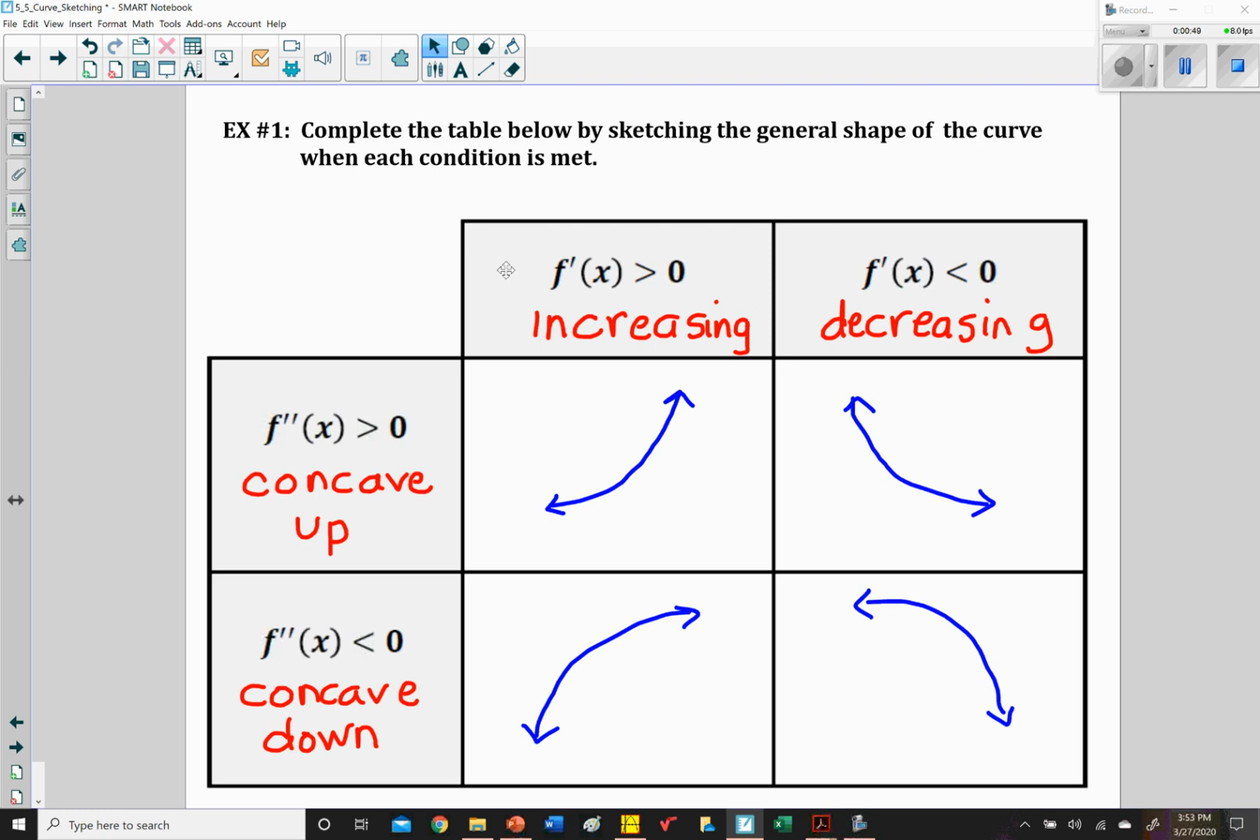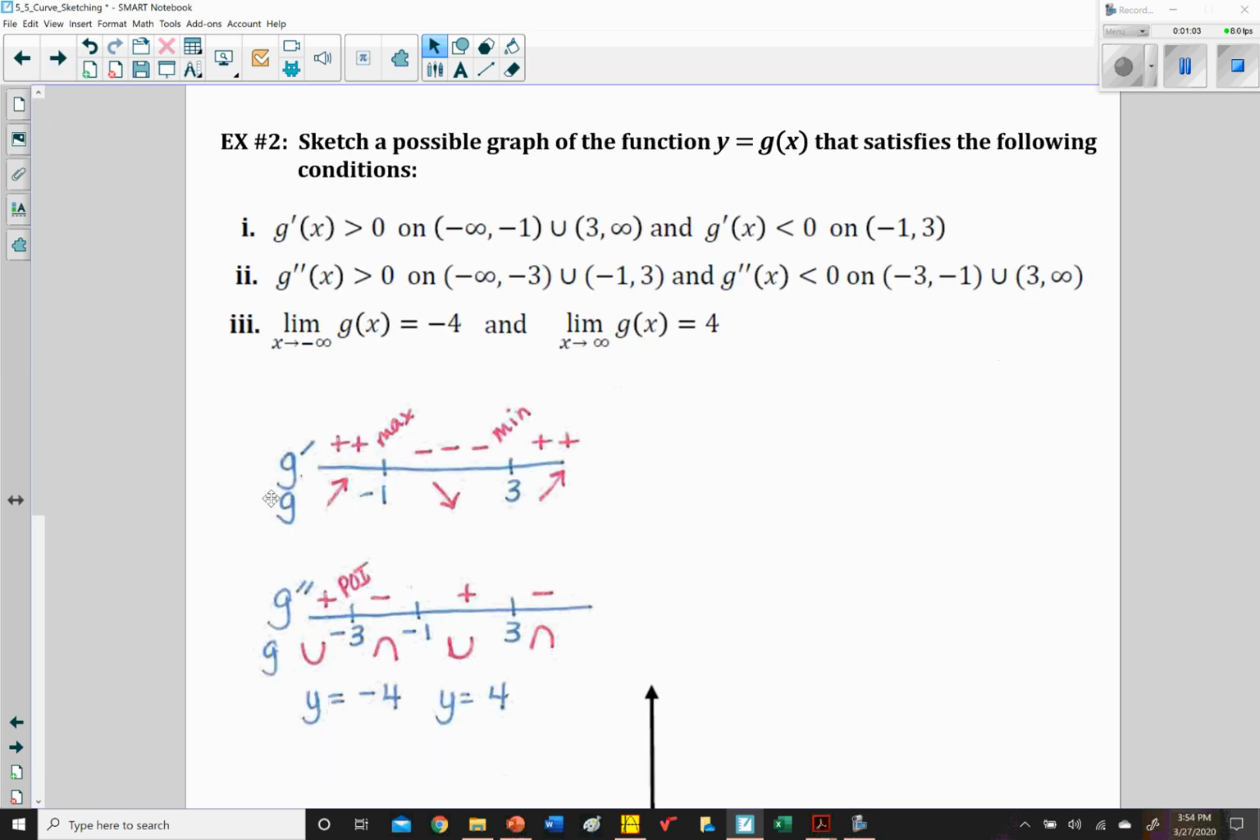And in each one of these boxes, this is the sketch of the general shape of the curve when we meet each of the conditions, sort of like a Punnett square, isn't it, for math and the shapes of graphs. In this example, I've already pre-drawn the first derivative test and the second derivative test. It's a long lesson, and I'm trying to shorten up your video watching time.